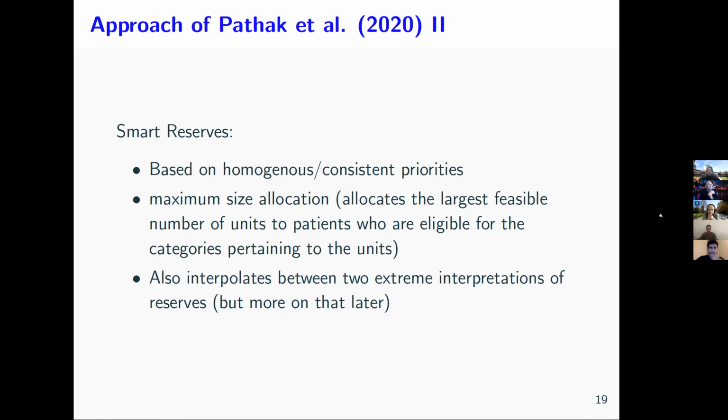So this was the first rule which was present in the paper by Pathak et al. But they also came up with another rule which they refer to as the smart reserves rule. And the reason why this rule is called smart reserves is that it smartly makes choices about which category an agent should utilize in order to make sure that the outcome is a maximum size allocation. And by maximum size allocation, I simply mean the maximum size matching, which allocates the largest feasible number of units to patients who are eligible for categories pertaining to the units.